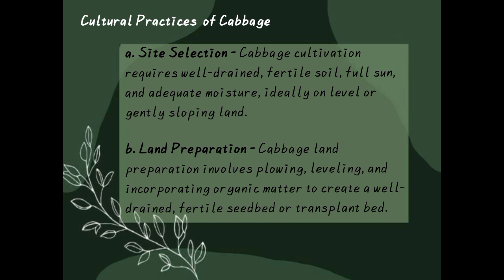Cultural practices of cabbage. First, site selection. Cabbage cultivation requires well-drained, fertile soil, full sun, and adequate moisture, ideally on level or gently sloping land. Second, the land preparation. Cabbage land preparation involves plowing, leveling, and incorporating organic matter to create a well-drained, fertile seedbed or transplant bed.